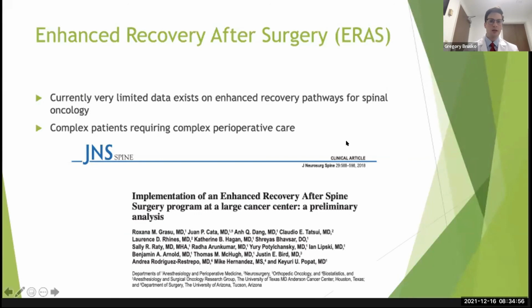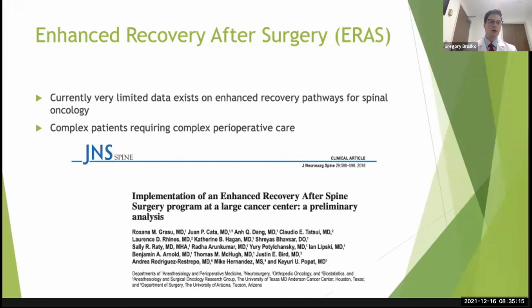This paper is from 2018. It's the only one out there that the group at MD Anderson, who has been heavily involved in ERAS programs for the last several years, published on initially. But there has been really no follow-up since, and it doesn't appear in the literature that anybody else has really taken a step into looking at this.